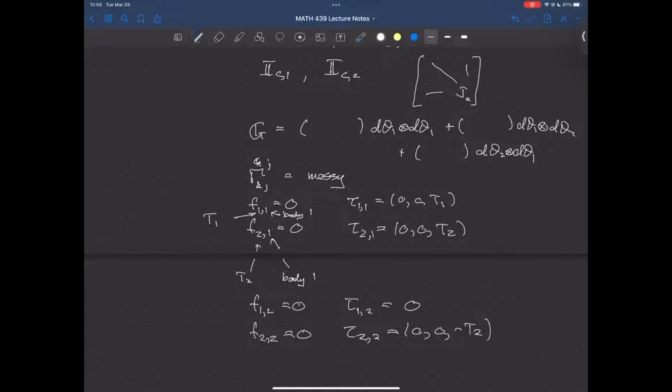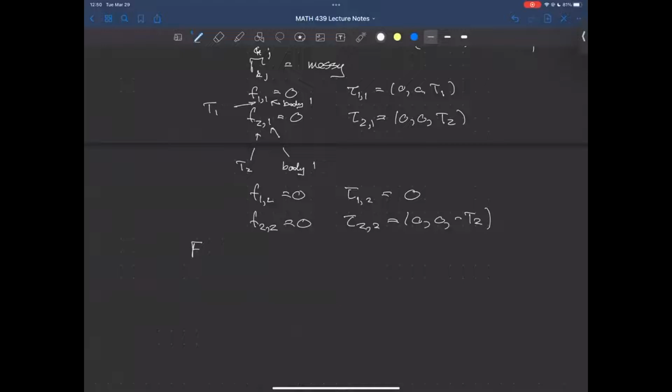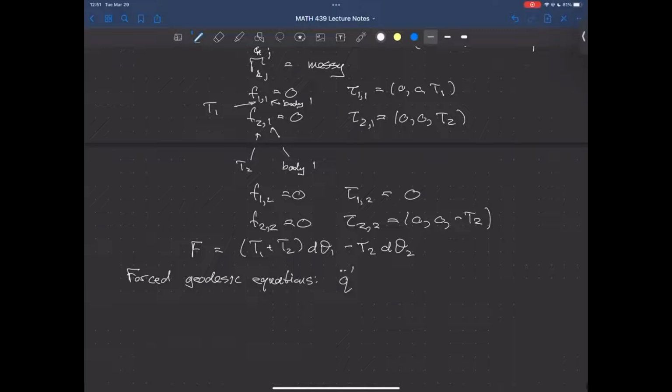Okay, and then you write down the Lagrange force, and if I get it right, I think it was T1 plus T2 d theta 1 minus T2 d theta 2. Okay. All right. So then we have the forced geodesic equations. Okay, so let me write them out again, just so I have them here to refer to.